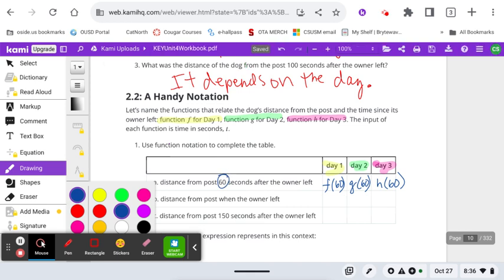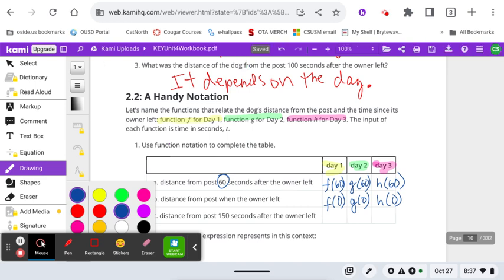How about the distance from the post when the owner left? Well, the dog was literally standing at the post with the owner. That distance is 0. And so we're going to go F, first function's name, of 0. We're going to go G of 0, and we're going to have H of 0. So all of these equal 1.5 because the distance from the post when the owner left was 1.5 for all of these.